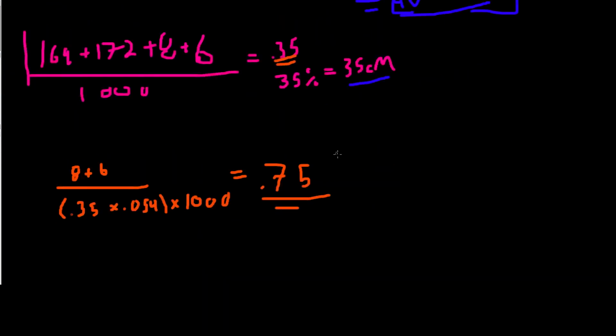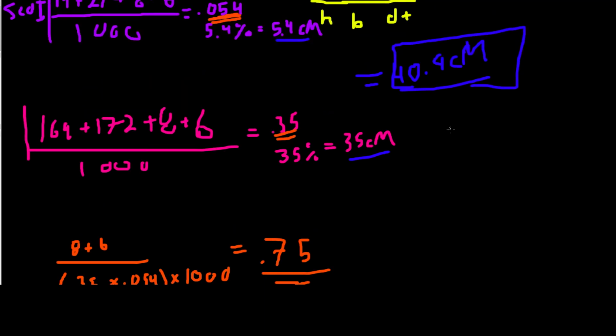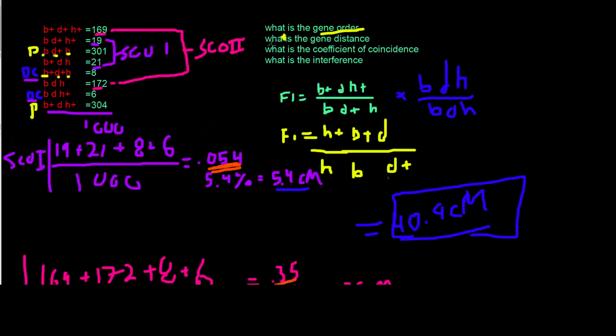It doesn't really get much more detailed after that. In terms of what the coefficient of coincidence means, you might have to explain that, but it doesn't really follow the flow of the question that you'll be asked on these triple point crosses.